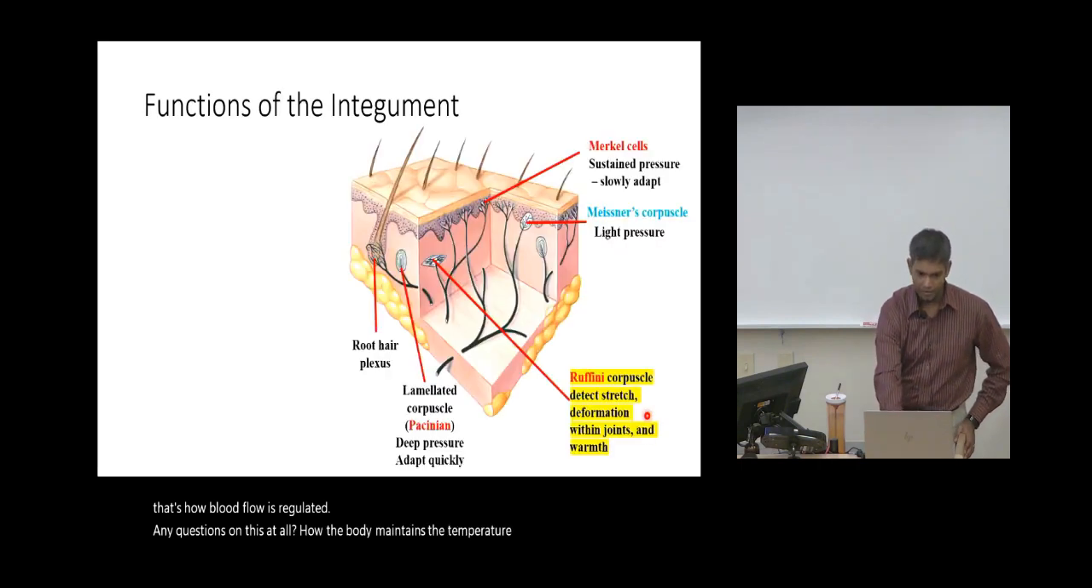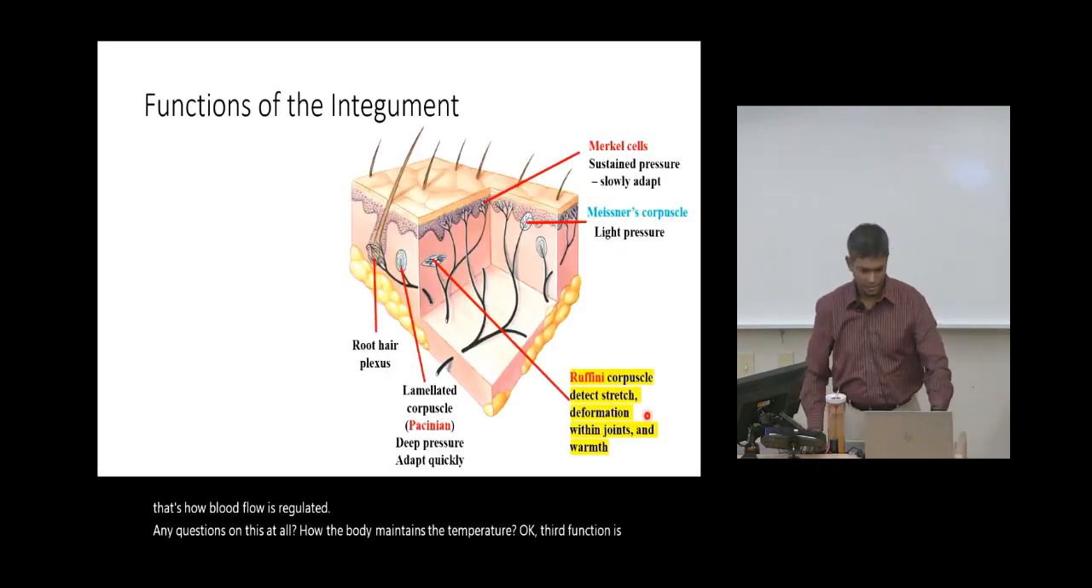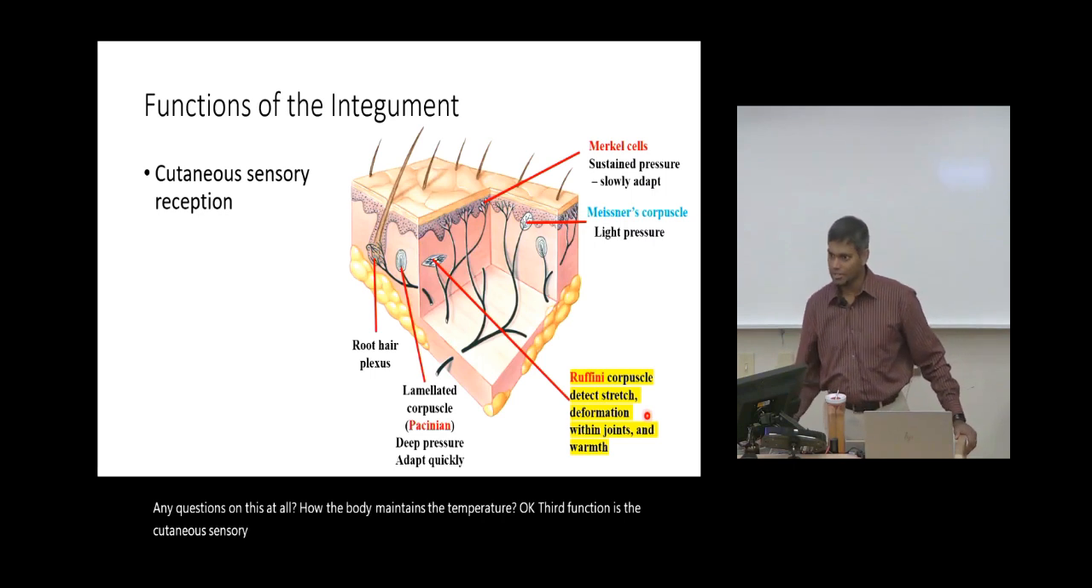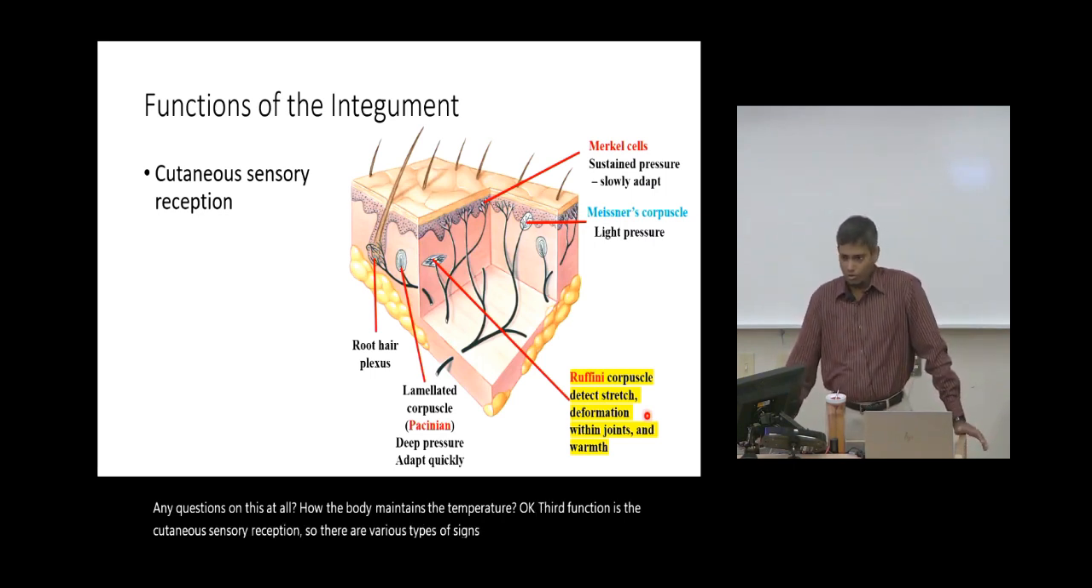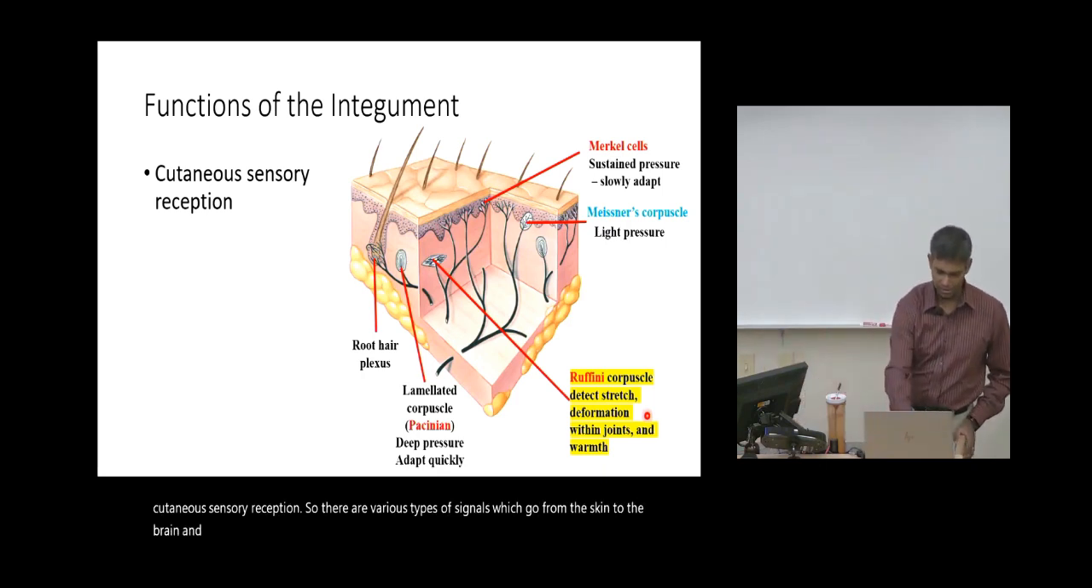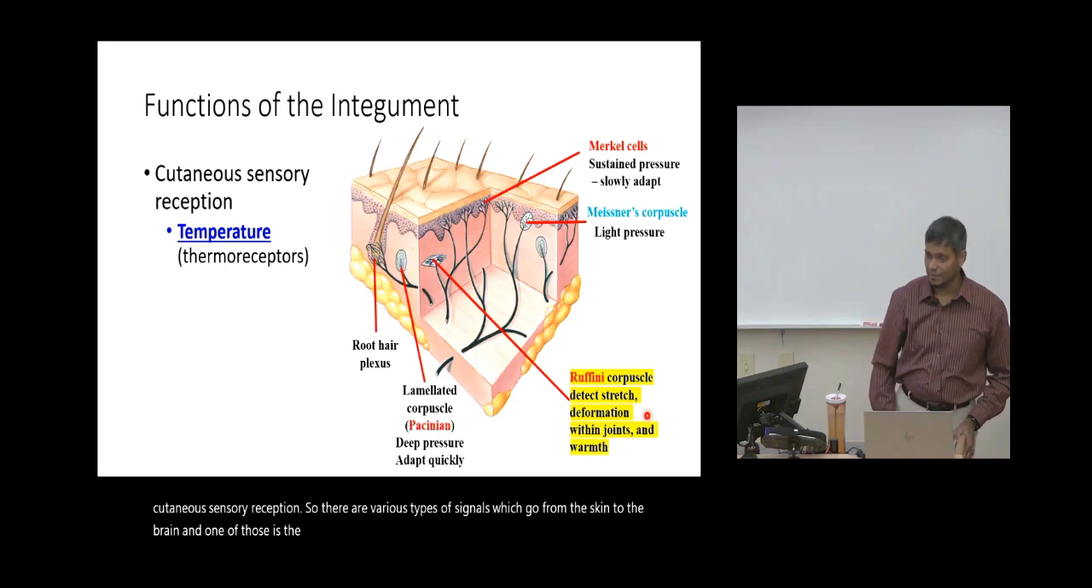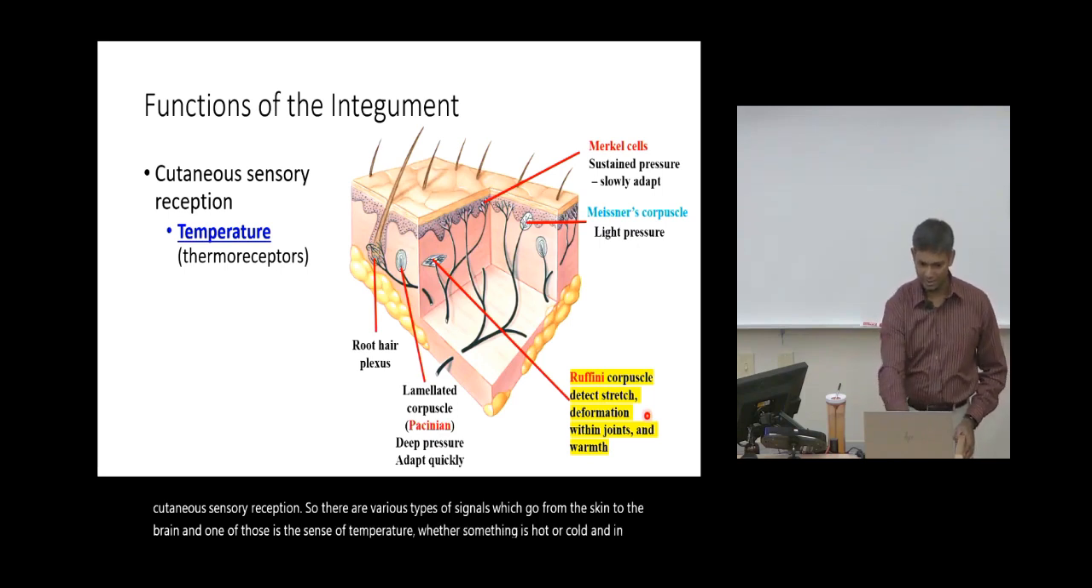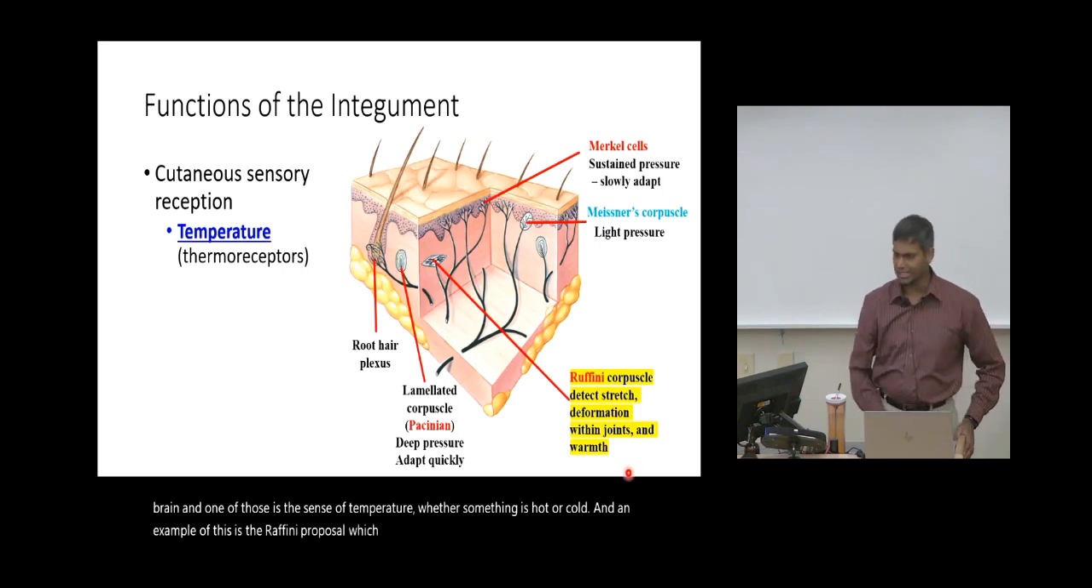Okay. Third function is the cutaneous sensory reception. So there are various types of signals which go from the skin to the brain, and one of those is the sense of temperature, whether something is hot or cold. And an example of this is the Ruffini corpuscle, which can detect warmth.